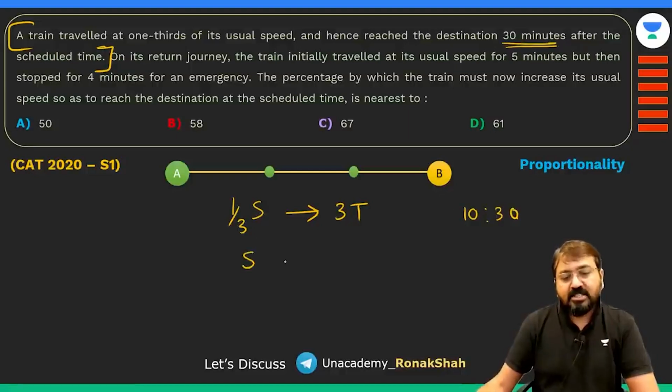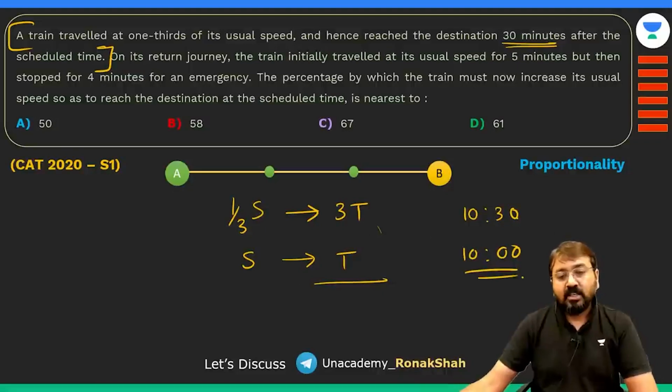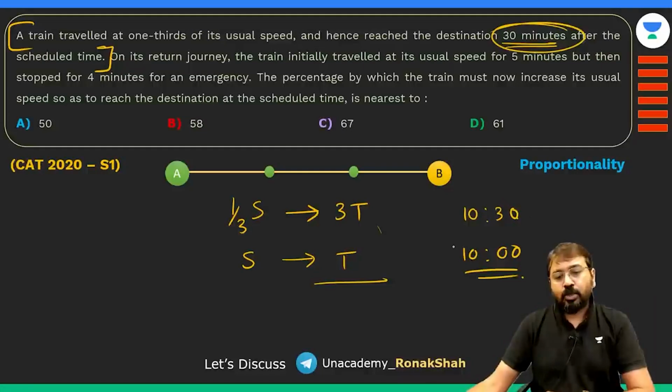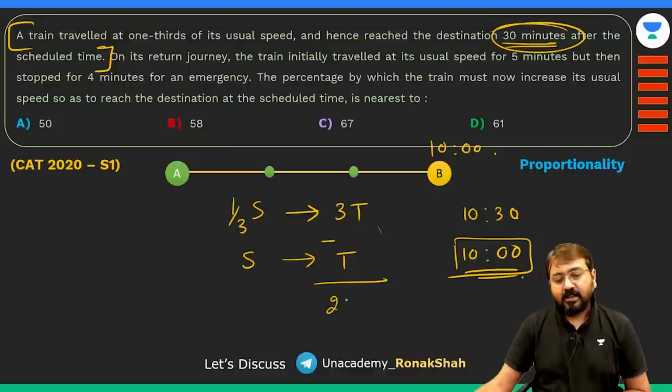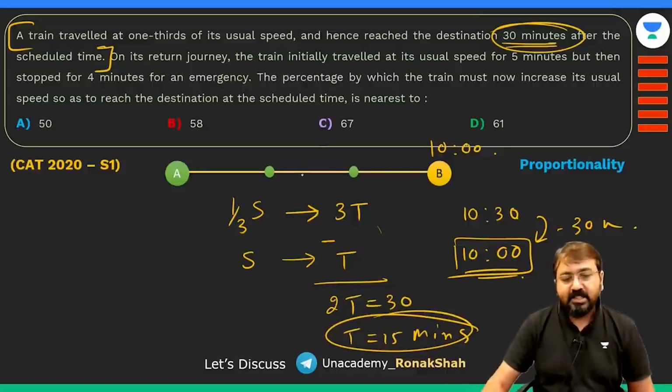So if the train travels at normal speed, that is S, can I say it would be taking only t time, right? Because this has become 3 times, so this should become 1/3, very easy to make out, and it should be reaching over here. Correct. So it should be reaching on time, that is at 10 o'clock. Because here it is reaching 30 minutes after the scheduled time. So what should be the scheduled time? The scheduled time should be 10 a.m. Okay. So can I say here the train is saving 2t time, and here it is saving 30 minutes. So I can say 2t is equal to 30, or you can say t is 15 minutes.